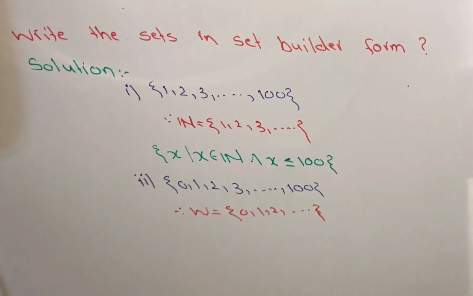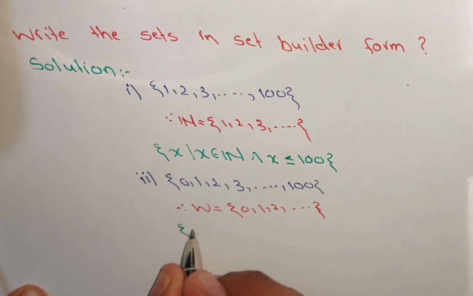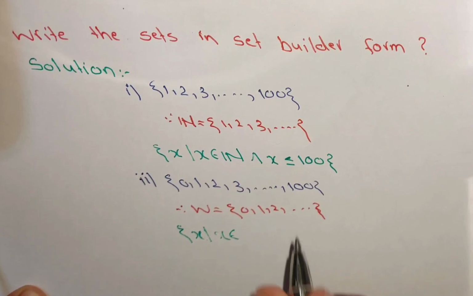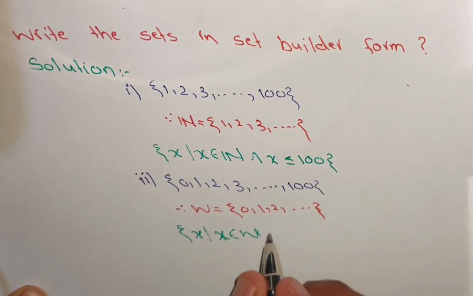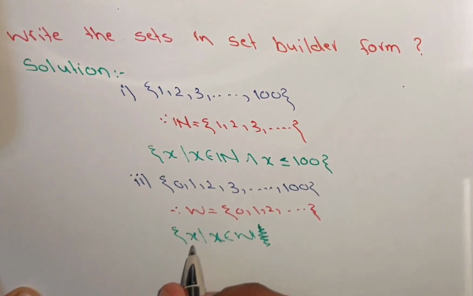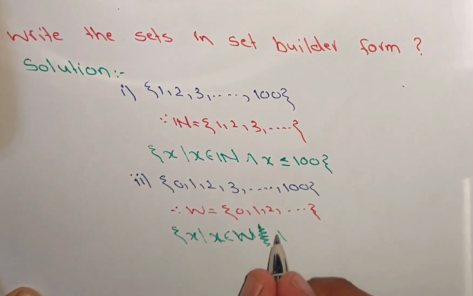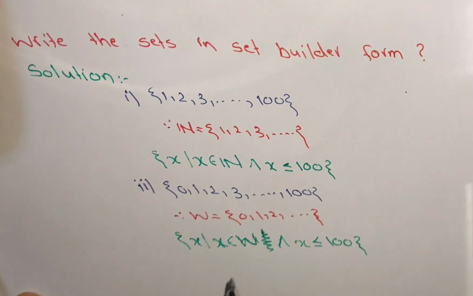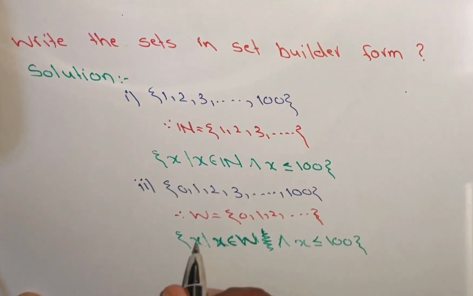So if we write this set in set builder form, we write it in curly brackets, taking an element x such that x belongs to whole numbers, and this x is less than or equal to 100. So this is the simple way to write sets in set builder form.